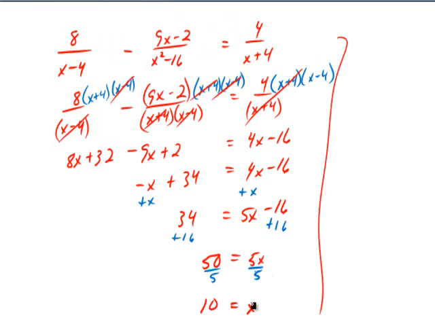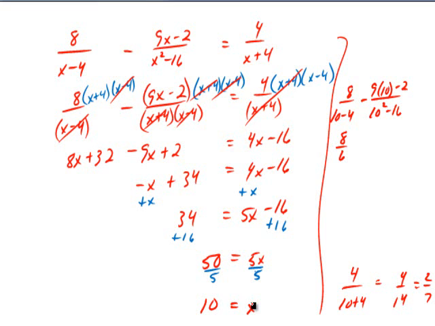On the left-hand side, I would have 8 over 10 minus 4, minus 9 times 10 minus 2, over 10 squared minus 16. On the right-hand side, I would have 4 over 10 plus 4. That's 4 over 14, or 2/7. If I simplify this left-hand side, I have 8 over 6 minus 88 over 100 minus 16, which is 84.